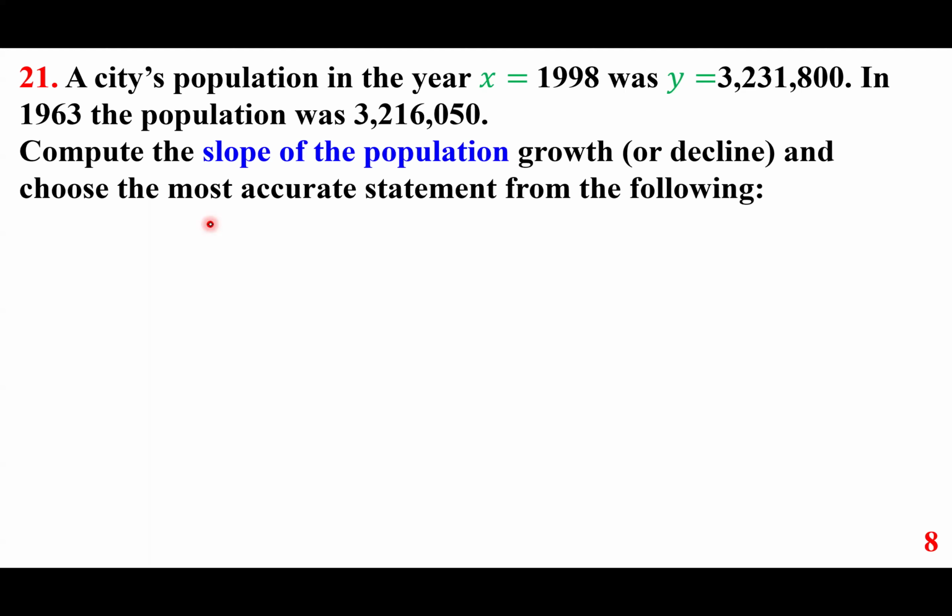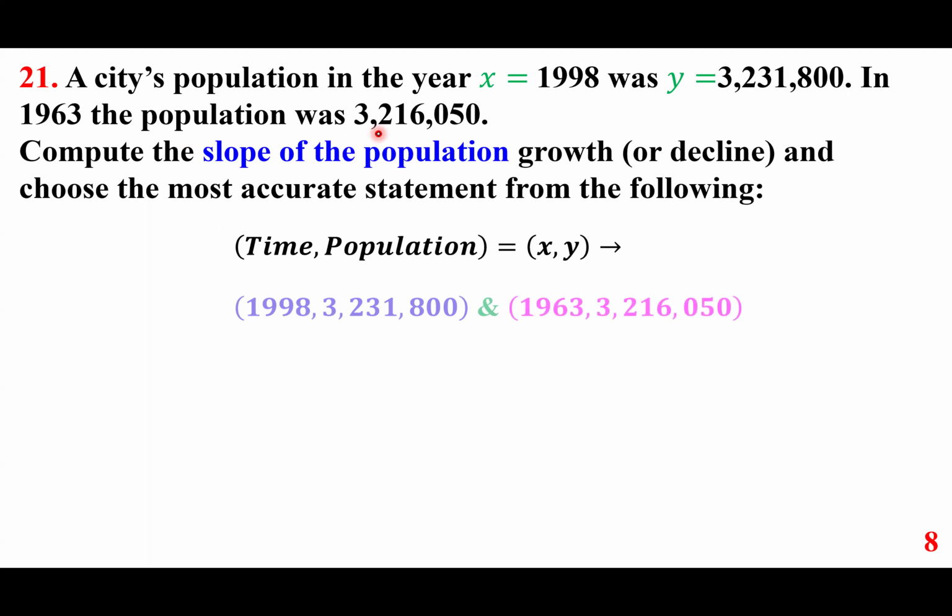So first, let's go with the pair. The pair is obviously x comma y. So if it's x comma y, 1998, 3,231,800, and 1963, 3,216,050.